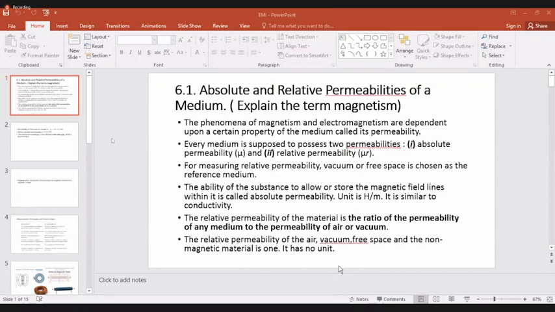So, boys, today we are starting the topic electromagnetic induction, and before that, to start the electromagnetic induction, we need some magnetic terms. That is, we can call it magnetic terms.